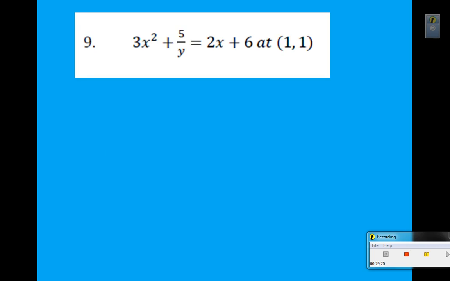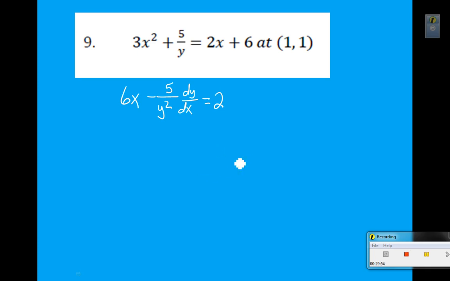Here comes your number 8. Let's go find this derivative. So the derivative of 3x squared is going to be 6x. The derivative of 5 over y, I'm going to think of that as 5y to the negative 1. The derivative of that is negative 5 over y squared dy dx, equal 2, because that's the derivative of 2x, plus nothing.